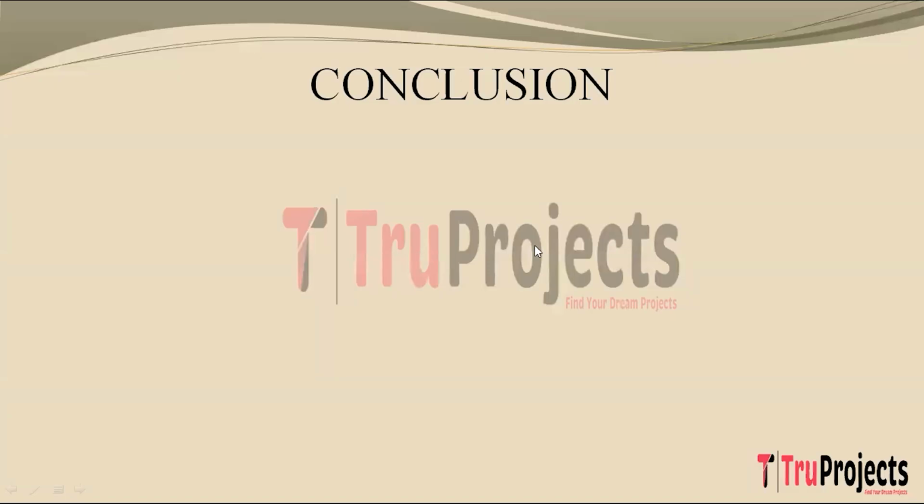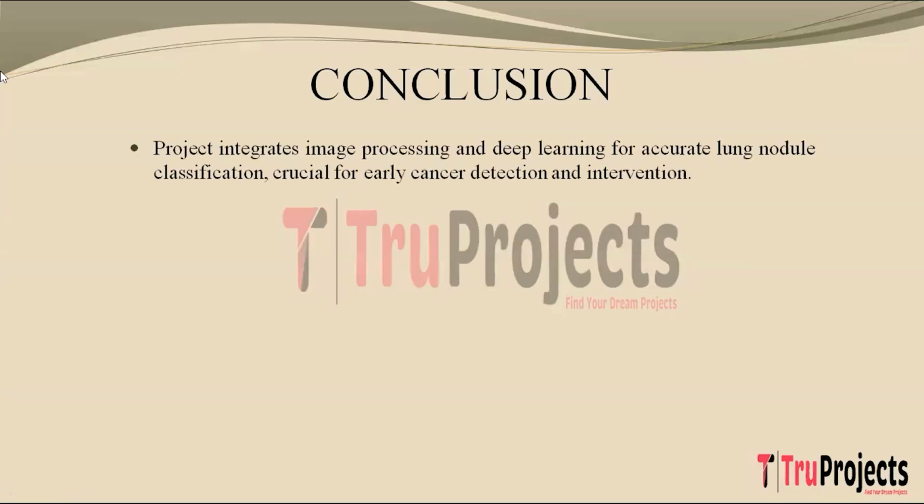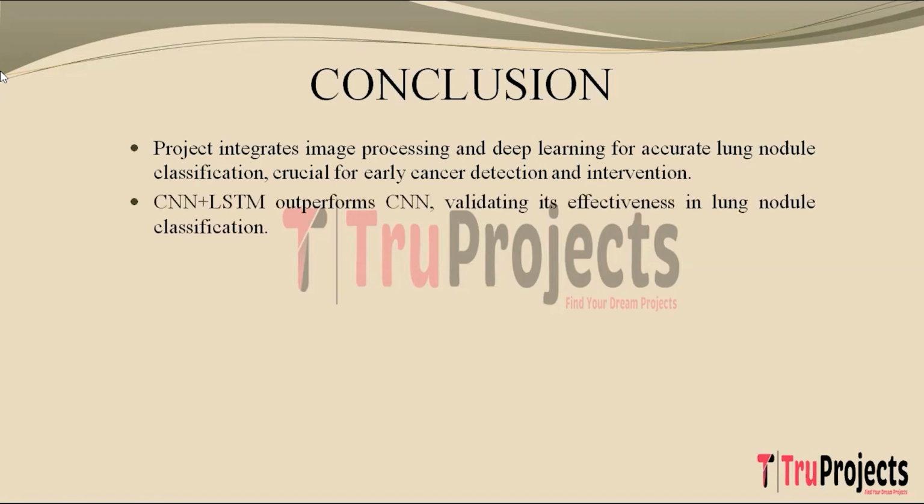So the conclusion here is the project achieved successful development integrating image processing and deep learning techniques for accurate classification of lung nodules. This system enhances early detection and intervention, crucial for combating lung cancer mortality. The CNN plus LSTM algorithm demonstrated superior performance, outperforming CNN in all evaluated metrics, including accuracy, precision, recall, sensitivity, and specificity, thereby validating its efficacy in lung nodule classification.